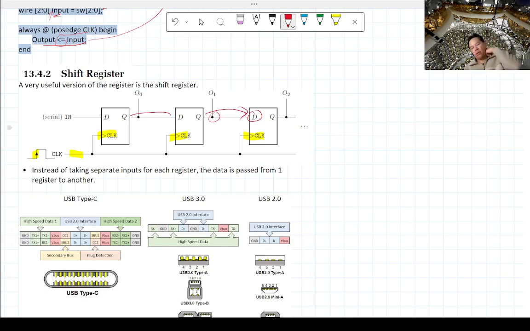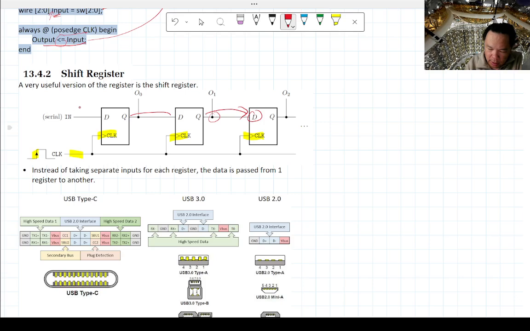Hopefully this reminds you of the counter, which is connected slightly differently. But you are interconnecting these D flip-flops together to have an effect. And what is this effect?